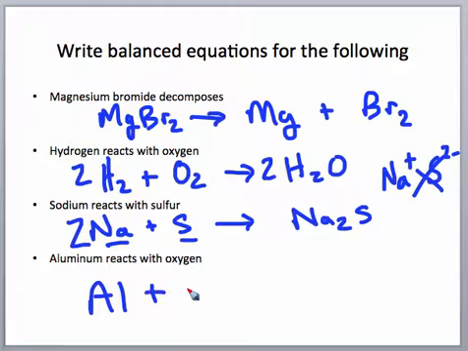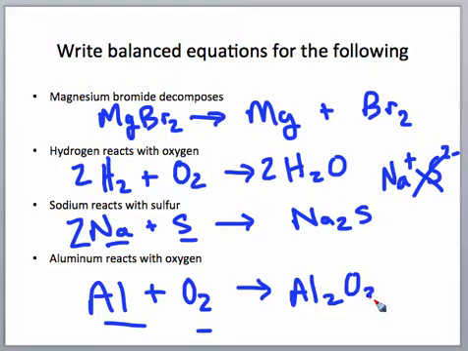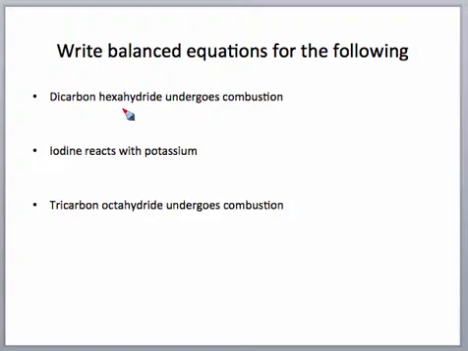Aluminum reacting with oxygen, again a combination, 2 elements. Aluminum oxide, again aluminum is 3 plus, oxygen 2 minus, so when we crisscross, to balance that we'll put a 3, a 2, and a 4. So let's move on to the next one.